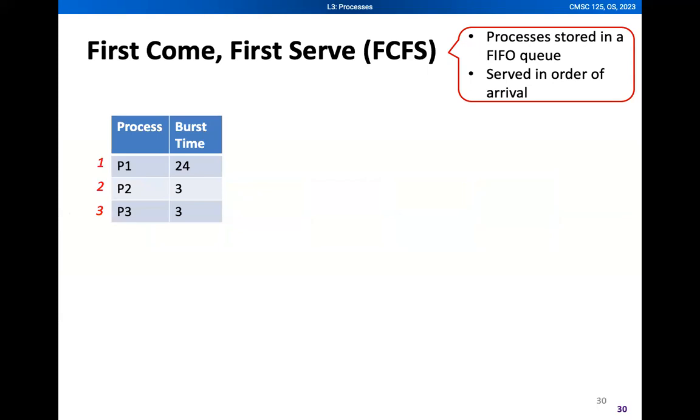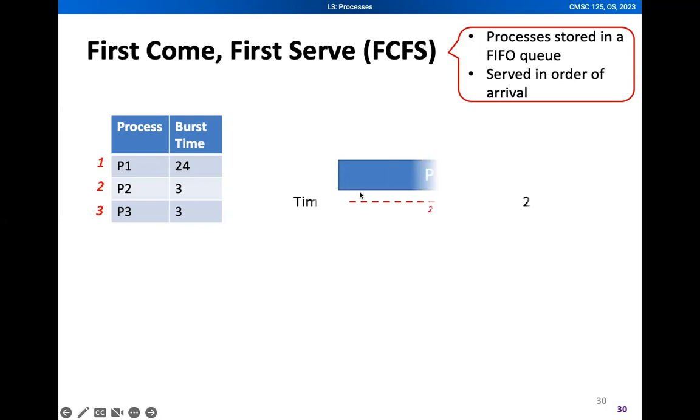Okay, so here's an example. Assuming we have three processes, P1, P2, and then P3, and they are served in the FCFS order, wherein P1 has arrived first, followed by P2, and then followed by P3, and they all arrive at time 0. The burst times of P1, P2 and P3 are 24, 3, and 3 milliseconds, assuming.